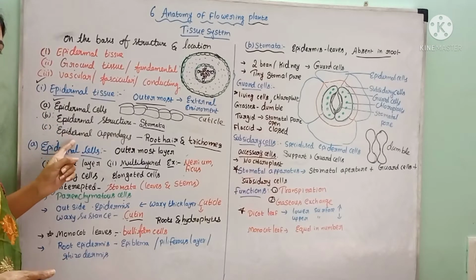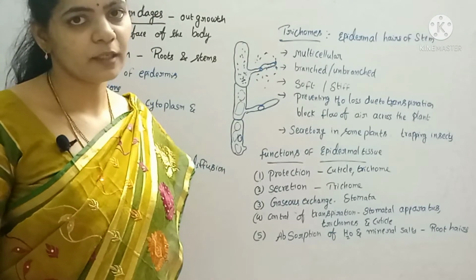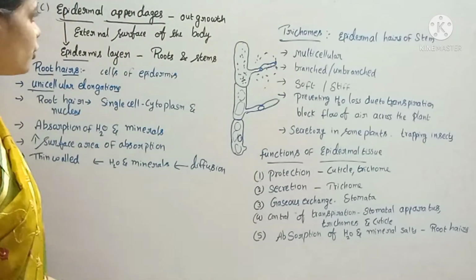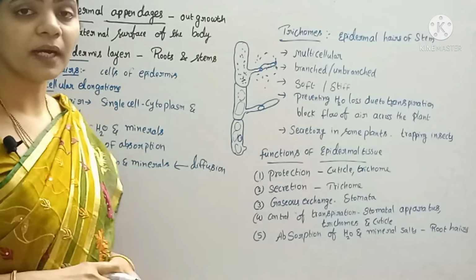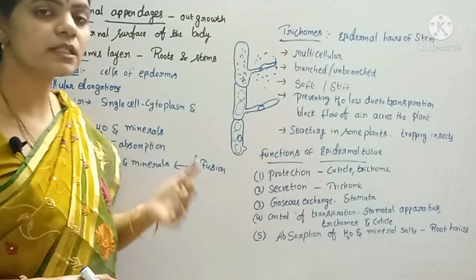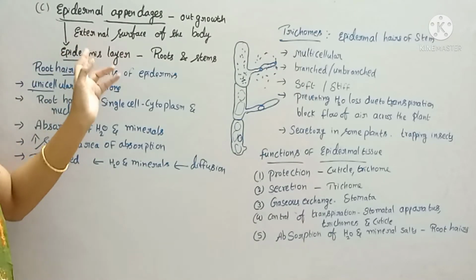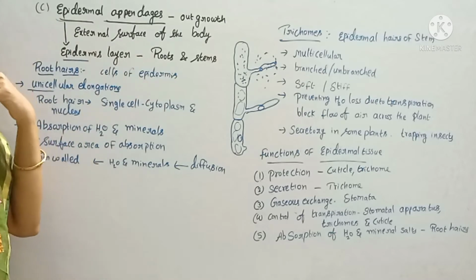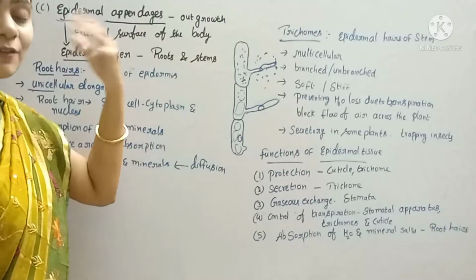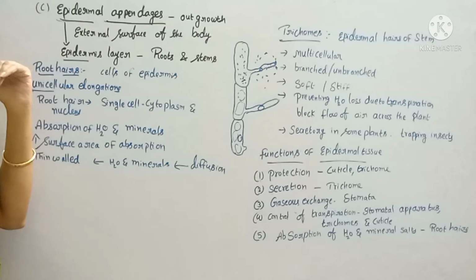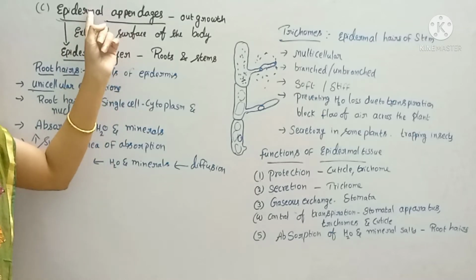What is the next one? Epidermal appendages. In the previous video we studied epidermal cells and epidermal structures, that is stomata. In this video we are going to study epidermal appendages. Epidermal appendages are nothing but outgrowths which develop from the external surface of the plant body, called appendages. If these appendages develop from the epidermal layer, they are called epidermal appendages. Once again, what is an appendage? The outgrowth which develops from the outer surface of the body. And what is the meaning of epidermal appendage? Appendages that develop from the epidermis layer.